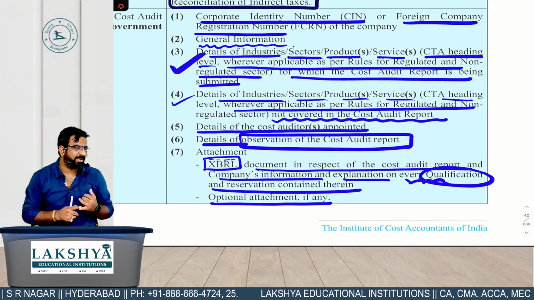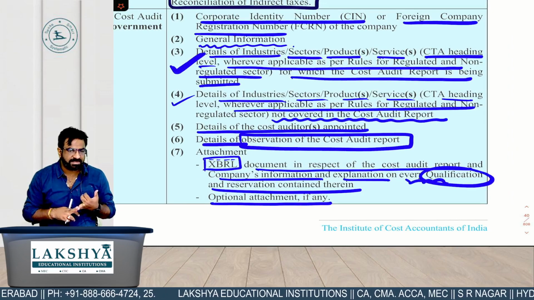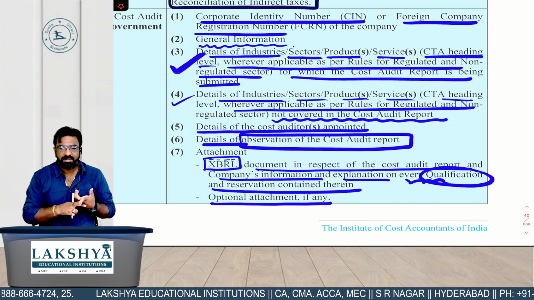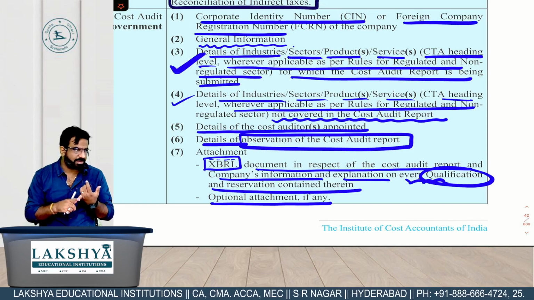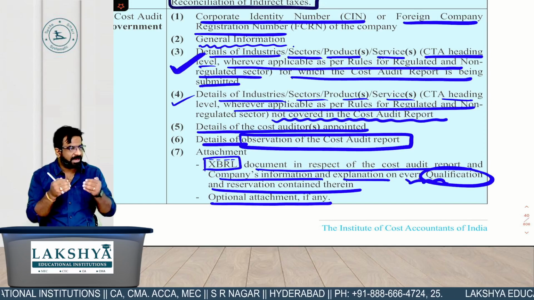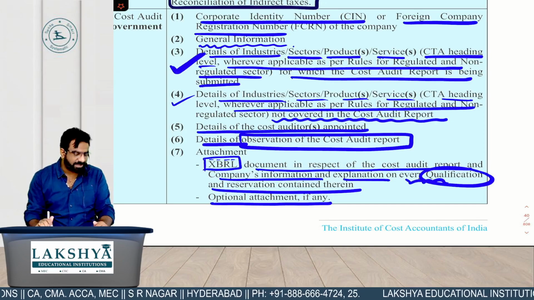What is the thing number 1? SIN and company ka number, then company ka details, then things which we have covered in a particular sector, then things which we have not covered in that particular sector, then details of all those cost auditors appointed, then what are the observations the auditor has kept, and finally the attachment of board's comment on those observations and reservations.